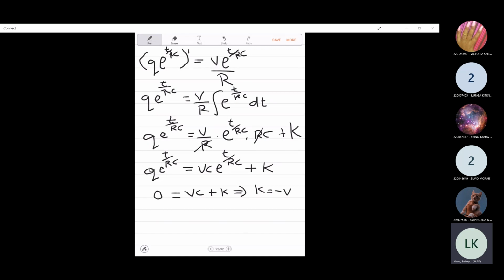And then I rewrite this equation with negative VC. Okay, so my particular solution is this, and minus VC. And that is it.